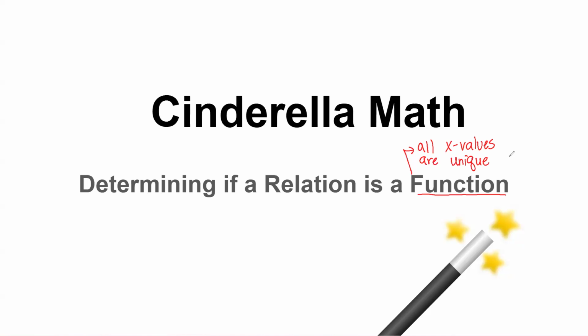Now, if you look it up on Google or in your textbook, it may have a slightly different definition. It depends on what level of math you're in. But that is essentially what we're looking for. We want all x values to be unique, and of course unique means different. So my joke is that x cannot get married twice. Let me show you what I mean by that.